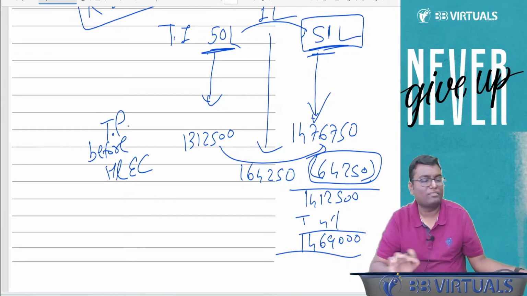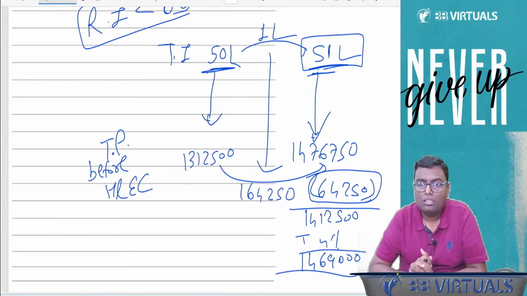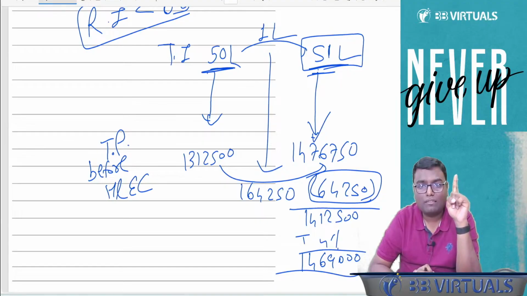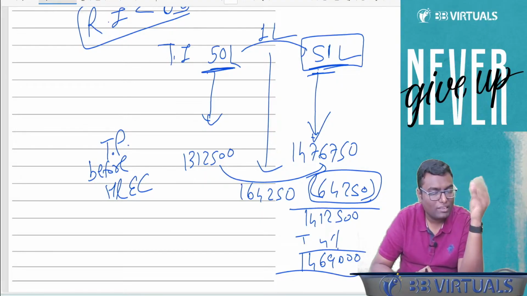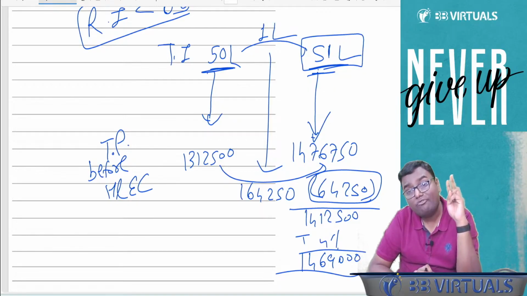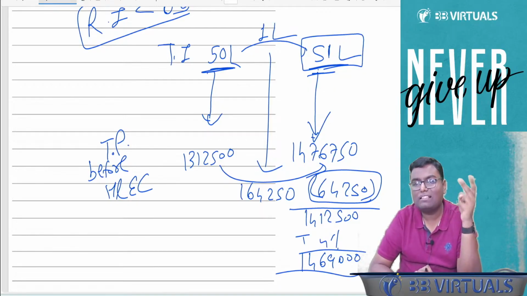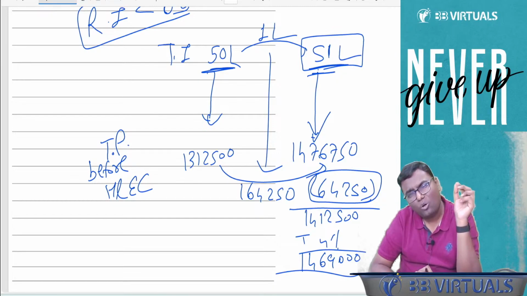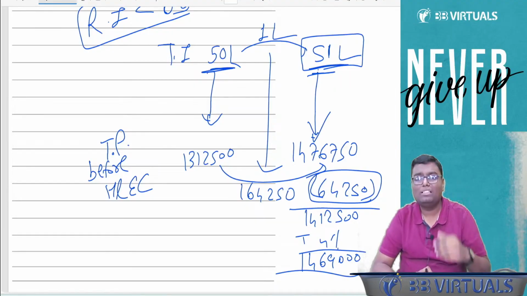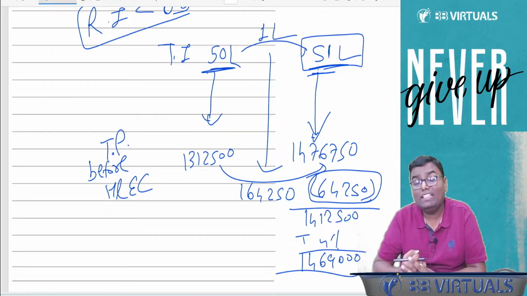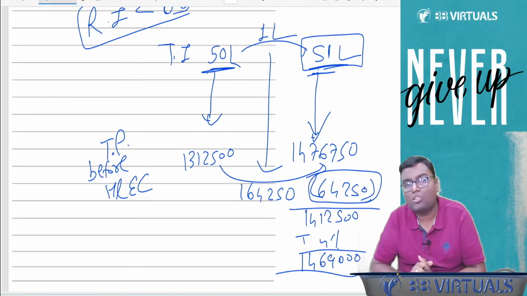What happened over here? Let me tell you first of all, the concept of marginal relief comes only when there is a surcharge in your question. If there is no surcharge, don't think about marginal relief. Acha, in every example in which there is a surcharge, will there always be marginal relief? No, it is not possible. It may be possible that there is a surcharge, but still there is no marginal relief. So yes, we have to identify in each and every case whether marginal relief is applicable or not.